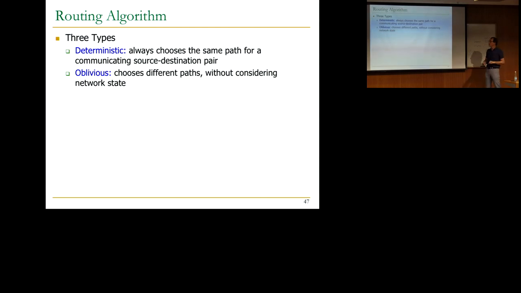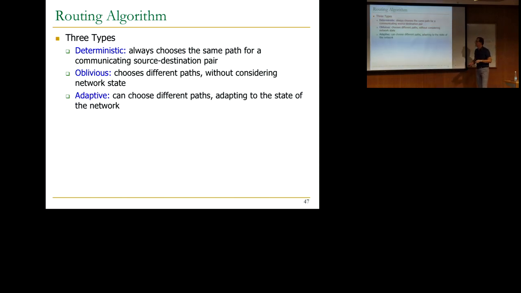Oblivious means you can choose different paths, and you're oblivious to the network state. Basically, from this node, you can take this path, this path, this path, this path, but you're oblivious to what's happening in any of those paths. And the adaptive is you can choose still different paths, but you adapt to the state of the network. Your choice depends on what's happening in each of those paths or what you think is happening in each of those paths, because you may not always know, right? Especially in a large network. So these are three fundamental routing algorithms.